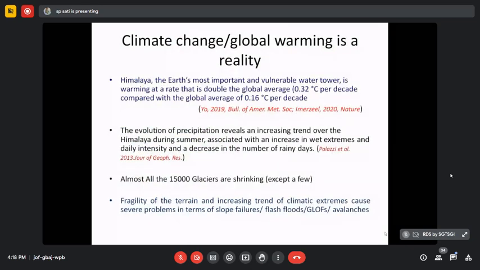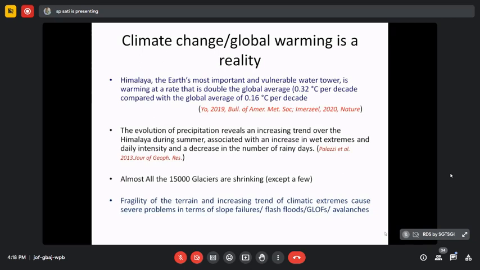So, another thing is that the evolution of the precipitation reveals an increasing trend over the Himalaya during summer, associated with an increase in wet extremes and daily intensity, and a decrease in the number of rainy days. So the overall trend is an increasing trend of precipitation, whereas the number of dry days is also increasing. What does it mean? It means the number of extreme rainfall events is increasing.